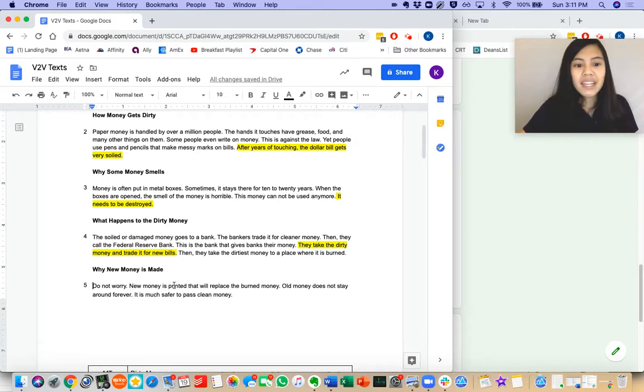New money is printed that will replace the burned money. This sentence talks about new money, but also talks about its relationship to the old dirty money. That new money is exchanged, just like we talked about in the last paragraph, for the burned or old dirty money. Let's go ahead and select that in our Google Doc.